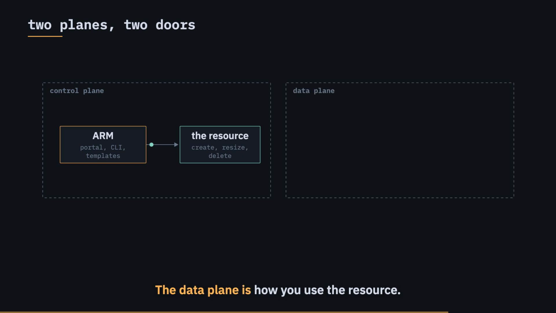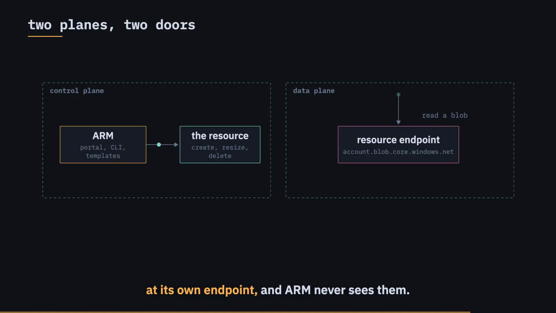The data plane is how you use the resource. Reading a blob out of storage, querying a database, logging into a virtual machine. Those requests go to the resource itself, at its own endpoint, and ARM never sees them. Why should you care? Because access to one plane does not automatically mean access to the other. You can be allowed to manage a storage account, even delete it, without being allowed to read a single byte of data inside it. The reverse is true too. The exam loves this seam.